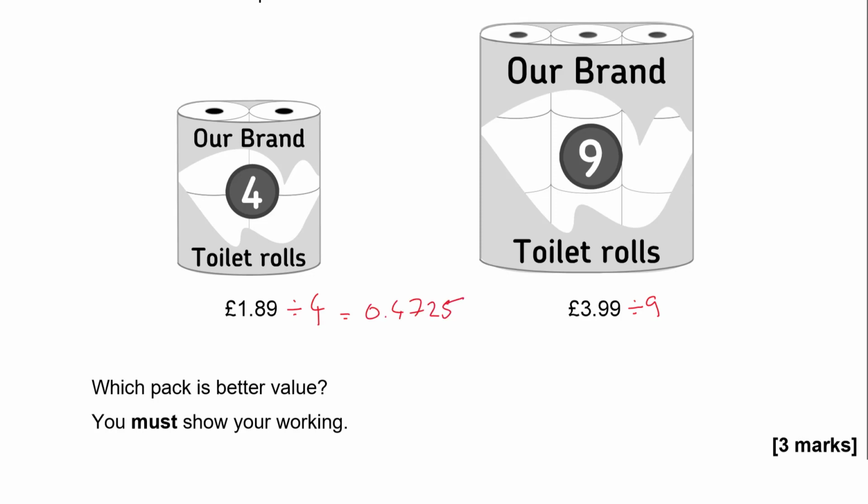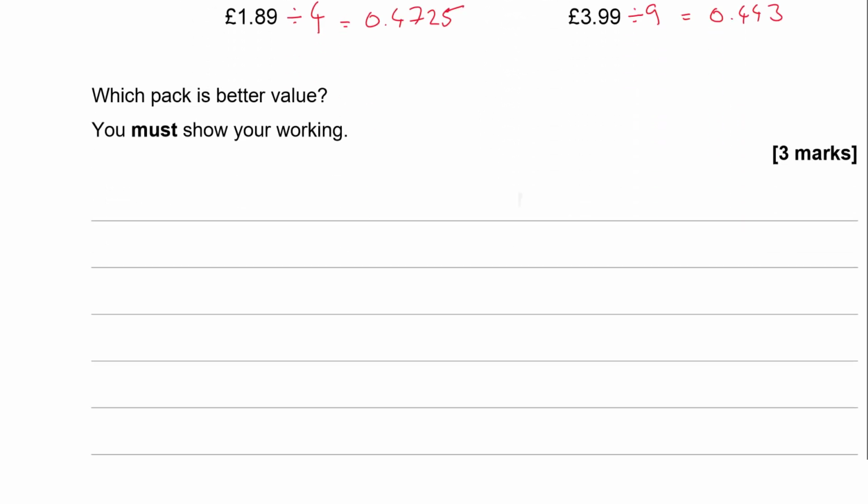0.4725. Doing the same thing for the 9 toilet rolls. £3.99 divided by 9 gives me a per toilet roll cost of 0.443 recurring. Okay, so which one's bigger? Which one's smaller? Well, look at that. Buying in bulk is better value. So the 9 toilet rolls is better value for money.